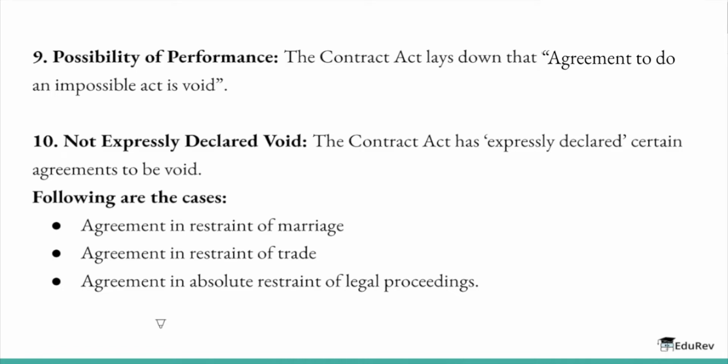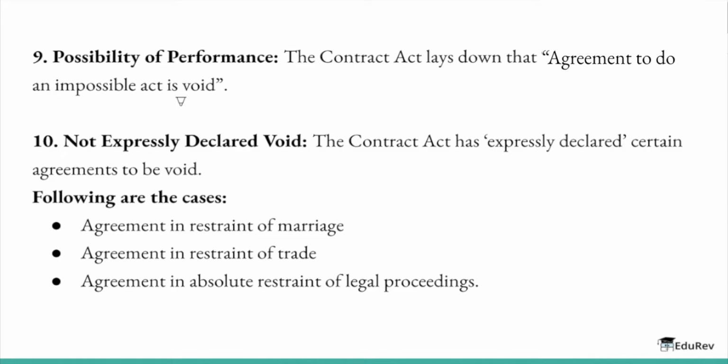Next comes possibility of performance. The Contract Act lays down that an agreement to do an impossible act is void. For example, someone agrees to bring a dead body alive in return for a crore of rupees. This agreement obviously is what? Non-enforceable.